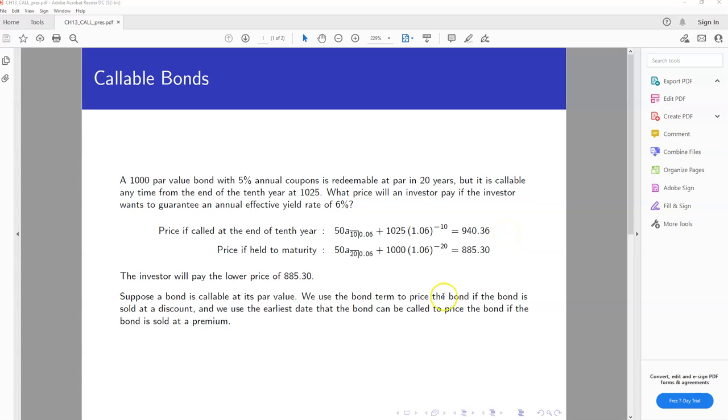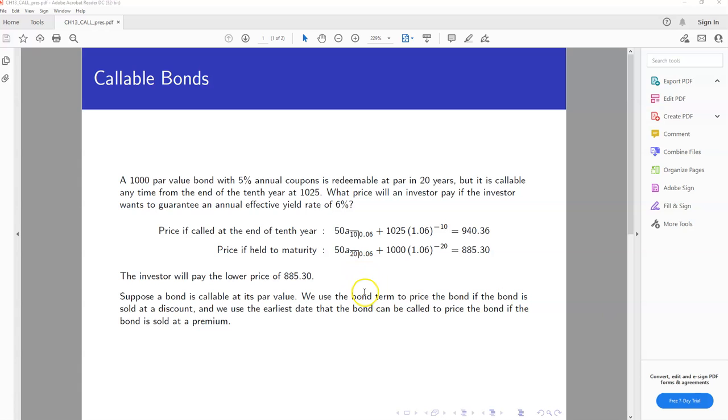All right, what happens if we hold it all the way to maturity? Well, if we hold it all the way to maturity, we've got 20 coupon payments, but we only get a redemption value of $1,000, discounted back 20 years, and we get a price of $885.30. Now again, in the problem, it's asking us if we want to be guaranteed to get a 6% yield rate, what price should we pay?